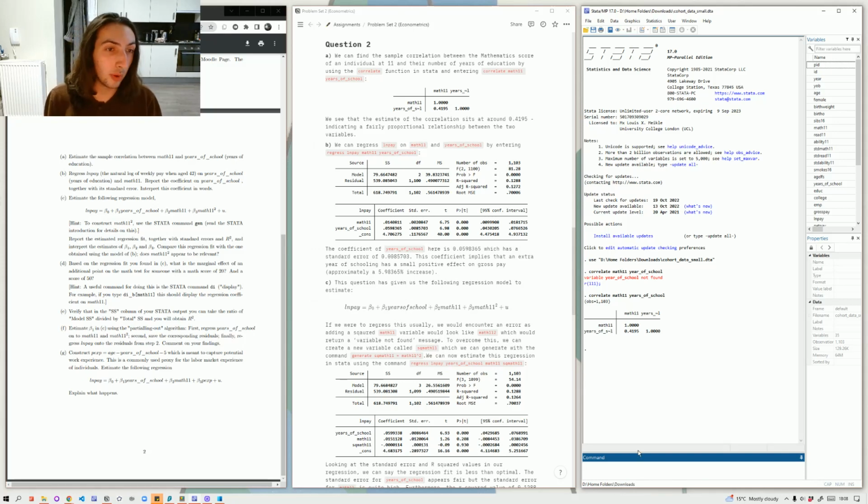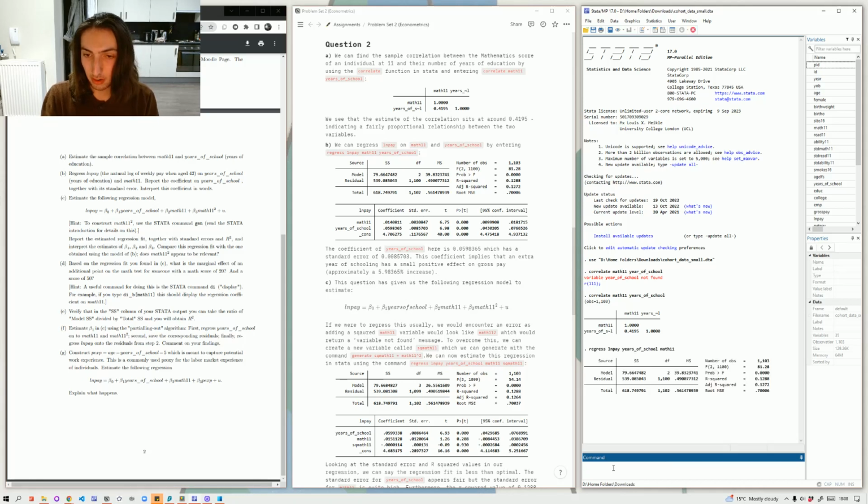Okay, then we regress log pay, the natural log of weekly pay when aged 42, on years of school and Math 11 in that order. So we're reporting on the coefficients with their standard errors, and we're interpreting that as well. For a regression, you type reg or you can type regress. Literally either. I'm going to do regress just because it's easier for you guys to see what I'm doing. And then we start with the dependent variable, which is log pay. Then we do years of school, making sure to spell it right. And then Math 11.